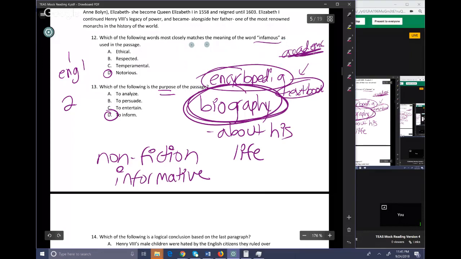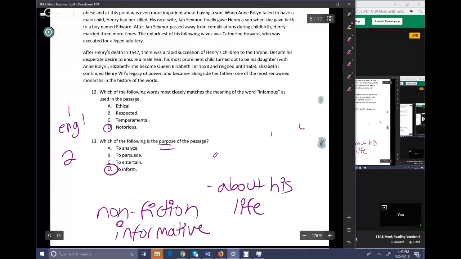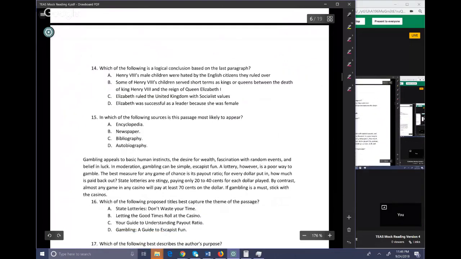There are more than one passage that come up like this. So make sure you recognize if they are telling about somebody's life or a segment of somebody's life. Very frequently, it's somebody famous in history. So they talk about just kind of the famous or the historically important part of their life. 14 says, which of the following is a logical conclusion based on the last paragraph? Of course, to do well with that, you have to have read the last paragraph.